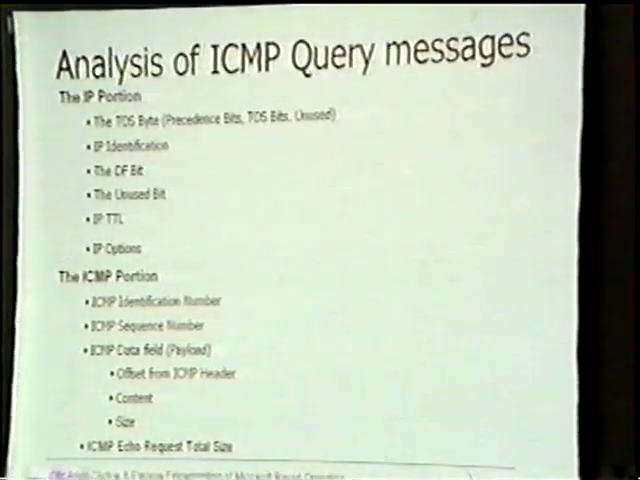We can look at the ICMP data field. The RFC states that the amount of information we can put inside this field is an implementation choice. We can look at actually 3 things here: the offset from the ICMP header, the actual content of this field, and the size of this field. And if we will look at the size, we will look at the total size of the ICMP request.